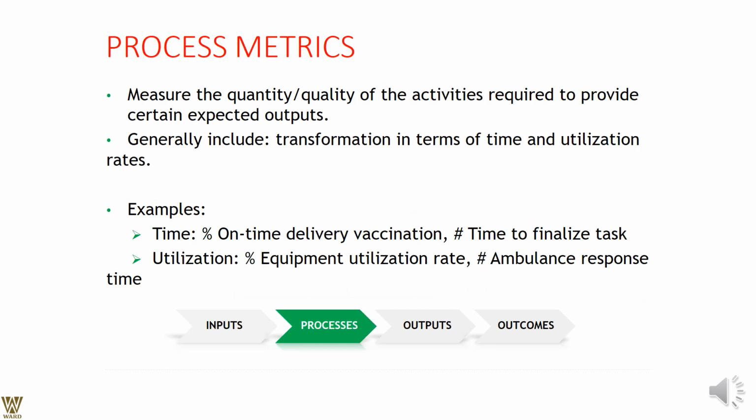Talking about the process metrics, they measure the quantity and quality of the services that have been provided, to make the customer feel special. They generally include transformation in terms of time and utilization rates. For example, time as a percentage of delivery, and the time to finalize a task, which is very important. Also the percentage of equipment utilized altogether, ambulance response times, and so on and so forth. It can be any of the responses that come across it.